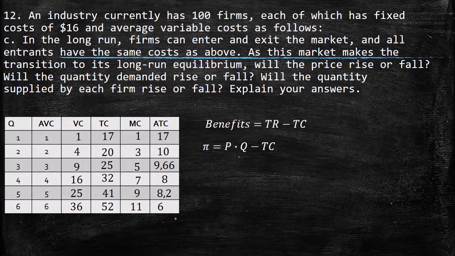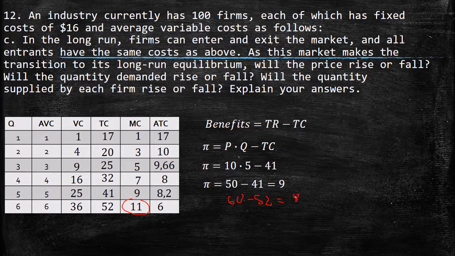So the total revenue is price times Q minus total cost. We already know that the price is 10 and the quantity is 5. Then it's going to be 41. Maybe you can think about a price. Remember that the price is exactly 10, so maybe we can make this one. But when we use this one, 6 times 10 is going to be 60 minus 52, which is going to be 8, which is lower profit than this one. Okay, so for this reason we use this part. So then this is the benefits of 9.